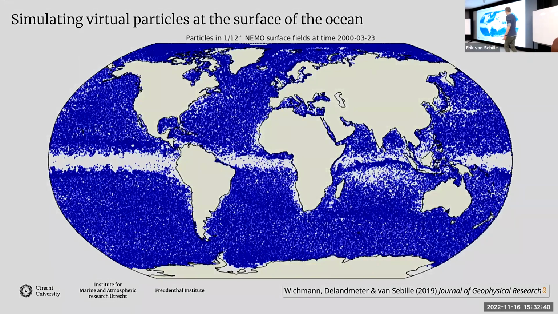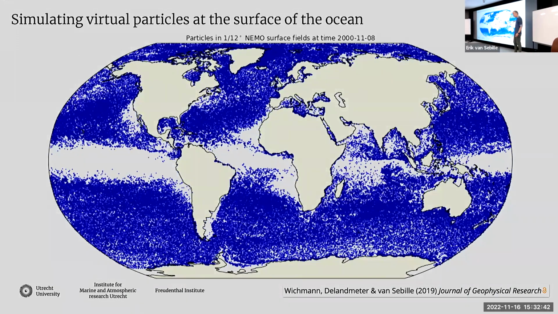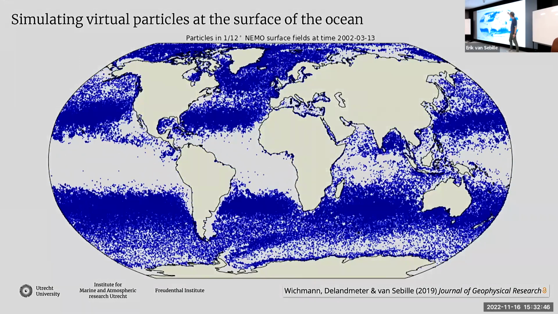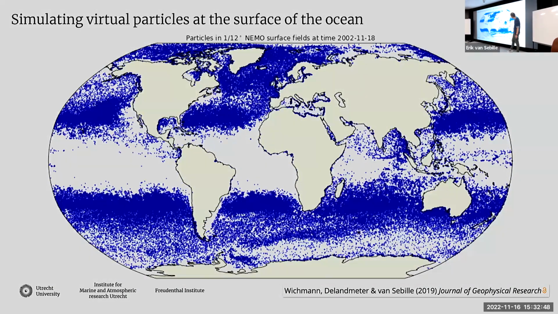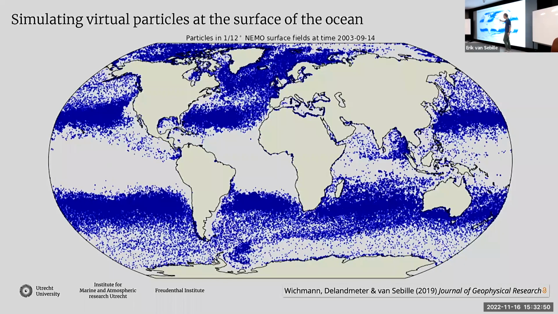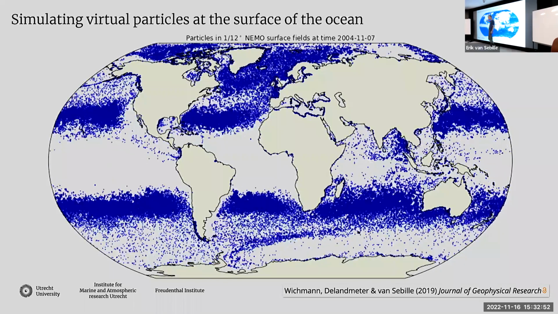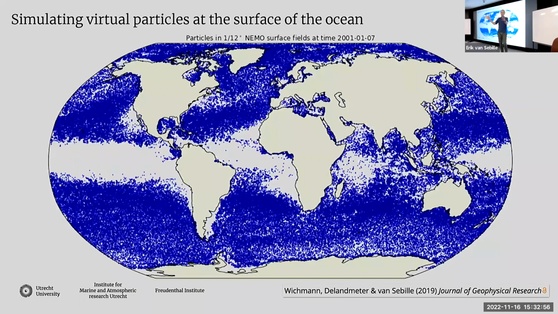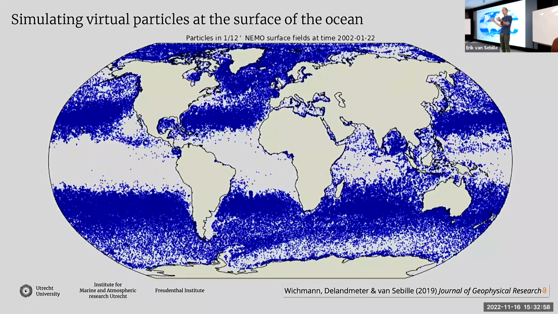You see that very quickly the equator kind of empties out. The southern hemisphere also empties out, and here up in the north. And all these particles accumulate in what we call the subtropical gyres. Two bands on the northern hemisphere and on the southern hemisphere where all of this stuff accumulates.